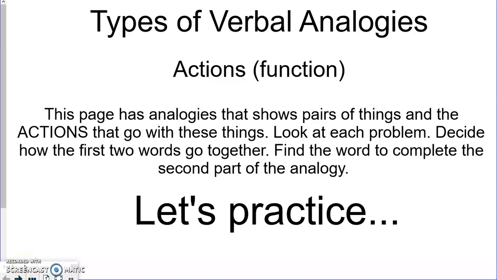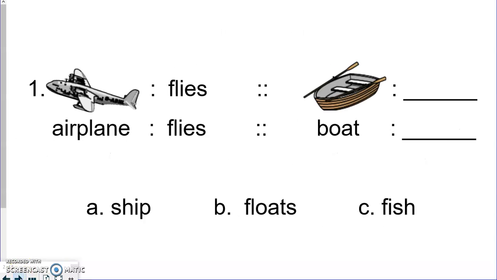Let's take a look at another type of verbal analogies. So these verbal analogies are going to include actions or function. And that really is just a fancy way to say job. So what its job is. Let's take a look at some. All right, look at this one.